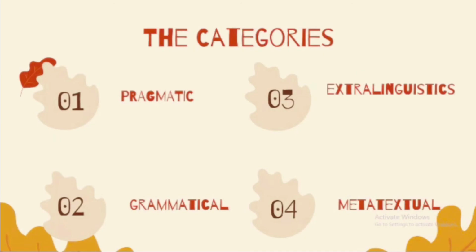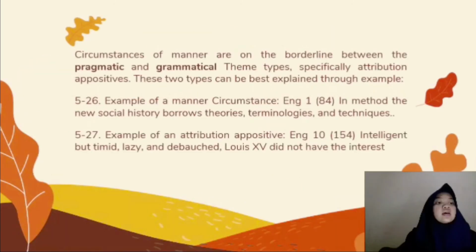Peripheral themes are divided into 4 categories: pragmatic, grammatical, extralinguistic, and metatextual. These types can be best explained through example. These two types are similar in that they serve to throw the attention of the reader onto the subject appearing in the rheme of the clause. They do not function to link back to something previous in the text. Therefore, their function is much more local to the clause.